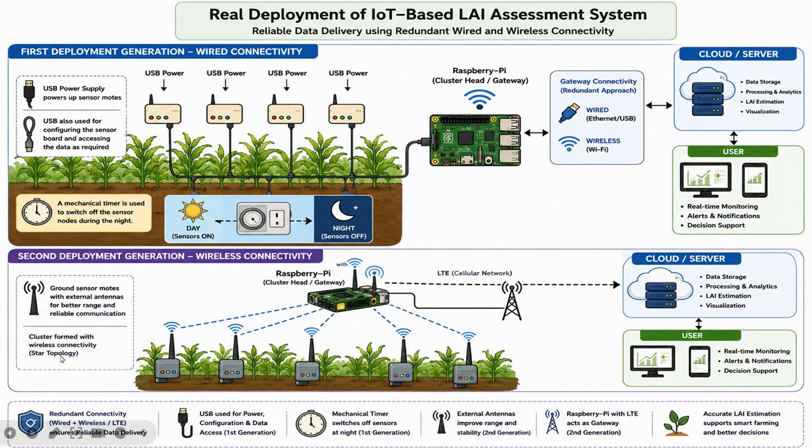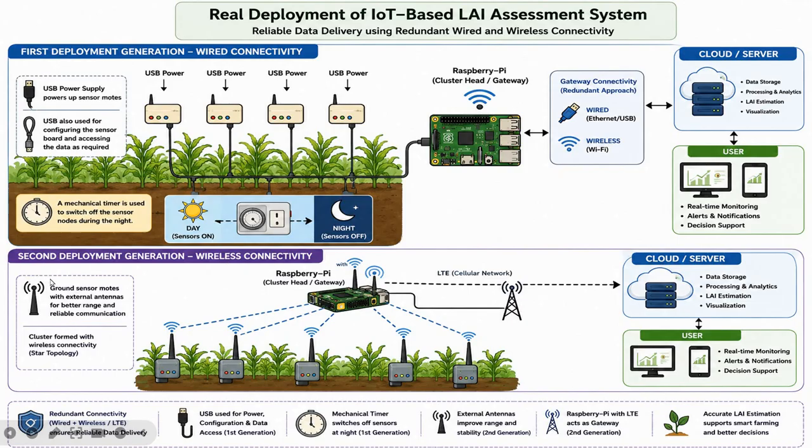So the lower part here shows the second deployment generation, that is the wireless connectivity. In this improved design, ground sensor nodes are equipped with external antennas, you can see the antennas here, and these increase the communication range and the signal reliability. So the sensor nodes form a wireless cluster and communicate directly with the Raspberry Pi cluster head using a star topology. This eliminates the need for extensive wiring, making deployment easier and more flexible.